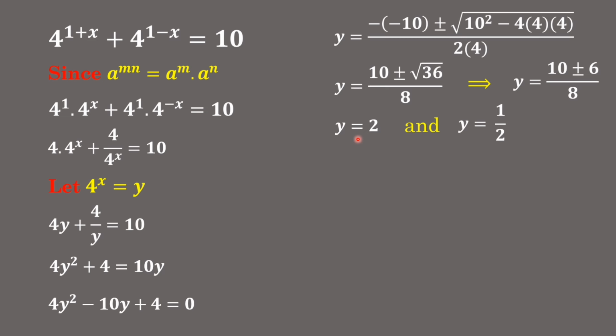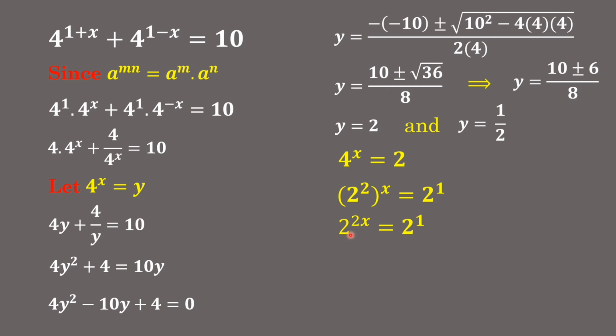Now first we take the case y is equal to 2. As we know that we have substituted 4 power x is equal to y, so from here we will get 4 power x is equal to 2. So from here 4 can be written as 2 power 2. So (2 power 2) power x is equal to 2 can be written as 2 power 1. And we know that if we have (a power m) power n, then it is equal to a power mn. So using this relation here, we will get 2 power 2x is equal to 2 power 1.